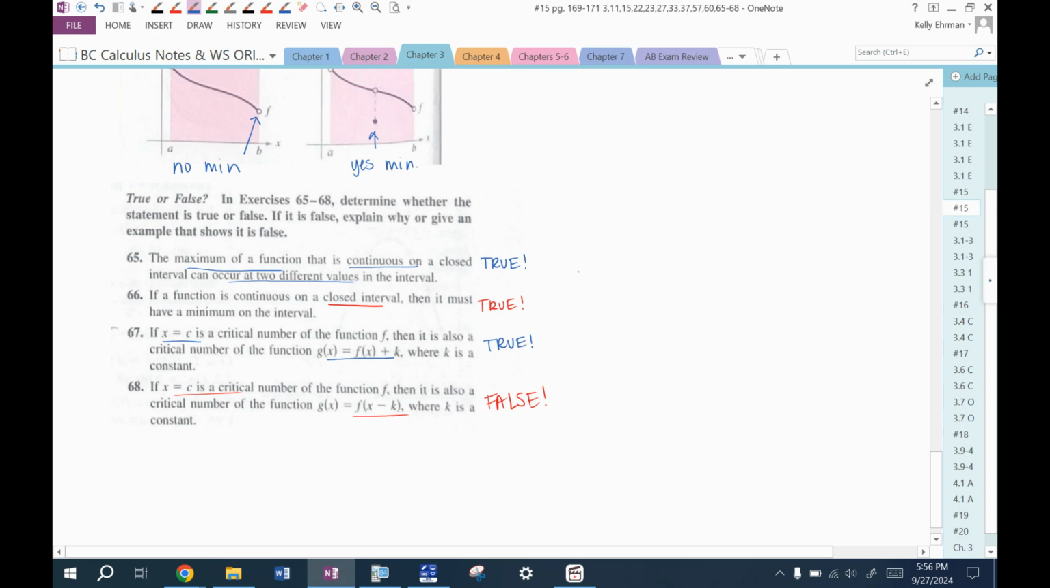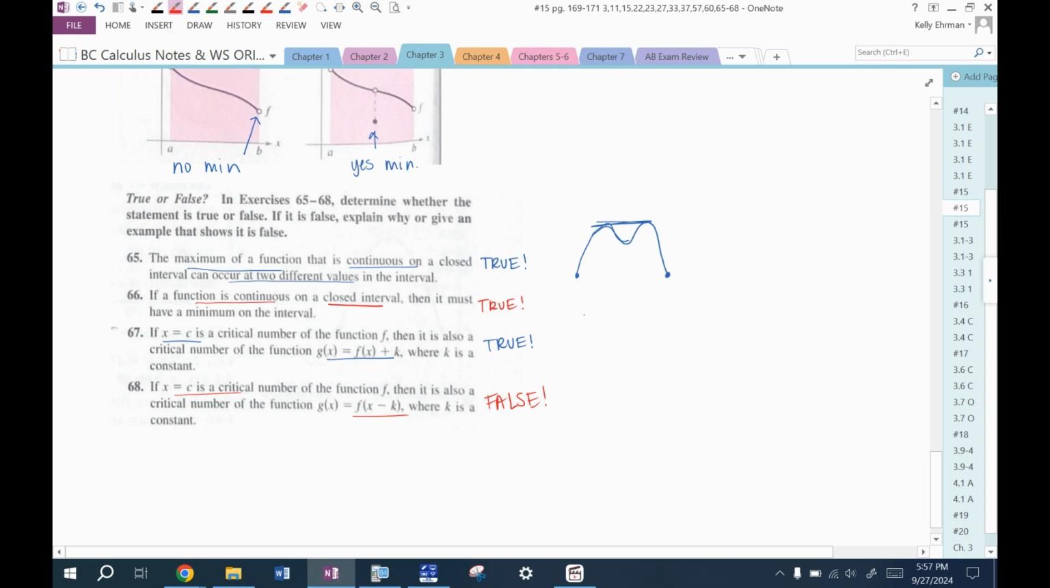So sketch something. Here's one of these degree 4 type polynomials, and I start it and stop it at a certain point. Assuming my sketch is better and these are at the same height, then yeah, that could have two maximum points. So sure. And then for the next one, if a function is continuous on a closed interval, that's the key, then there has to be a minimum on the interval. So that's true as well.